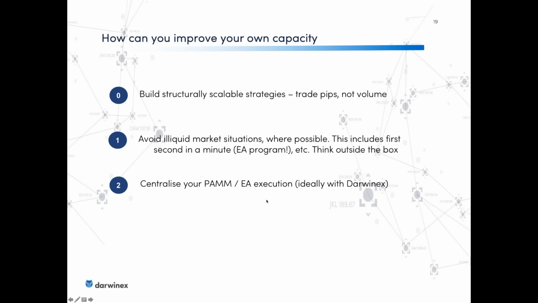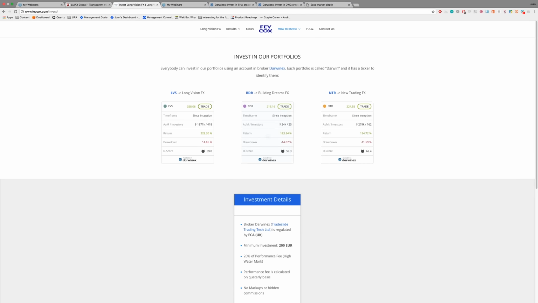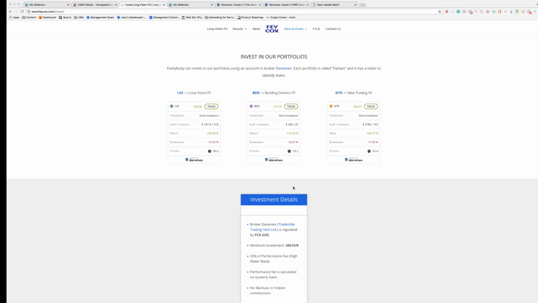Then of course, centralize your PAM or EA execution, ideally with Darwin X. I'm happy to see, for instance, the likes of LVS that you can see here. If you came here a couple of months ago, they were offering the services in MyFX Book with multiple brokers, and they eventually chose to centralize everything with us, not least because it improves the execution, and also they don't have issues with credit card chargebacks by selling EAs or customers that require attention and so on and so forth. We handle all that for them, and we can also optimize the execution better than them if they centralize the execution with a single broker.